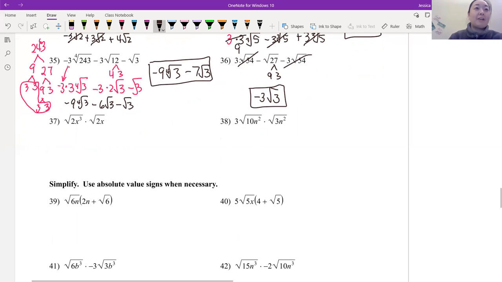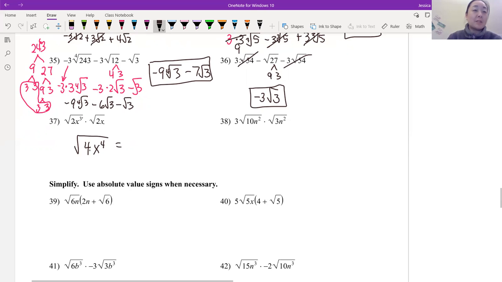Don't care. All right, so same thing here. The only thing you need to care about is: is it inside the radical or is it outside the radical? And if they're inside the radical, you just multiply whatever's inside the radical. So this is going to be the square root of 2 times 2, which is 4, and x to the third times x, which is x to the fourth. Remember, we add those exponents, right?